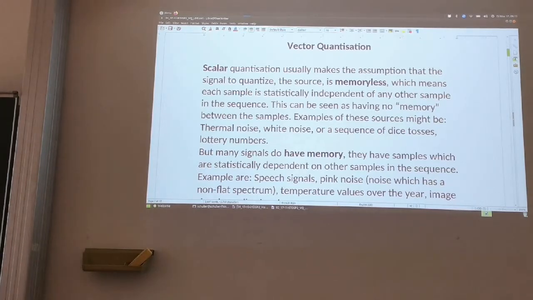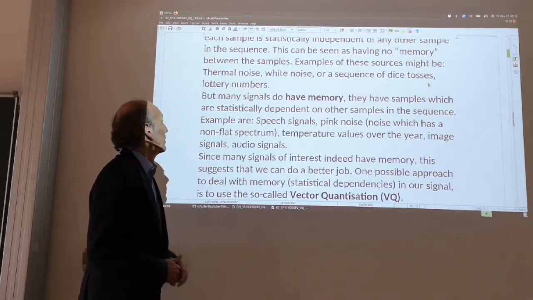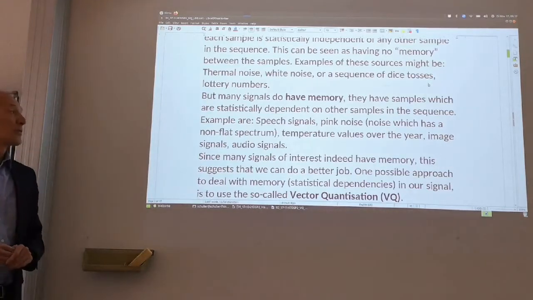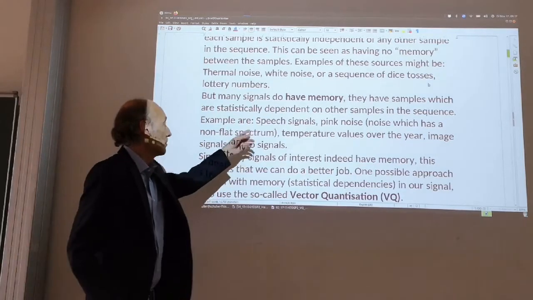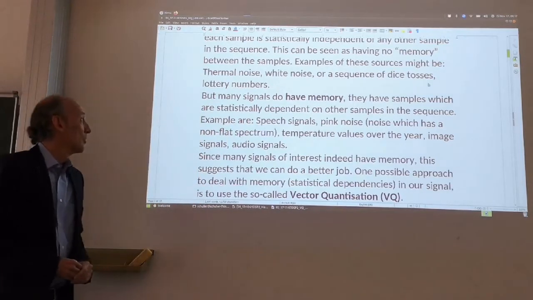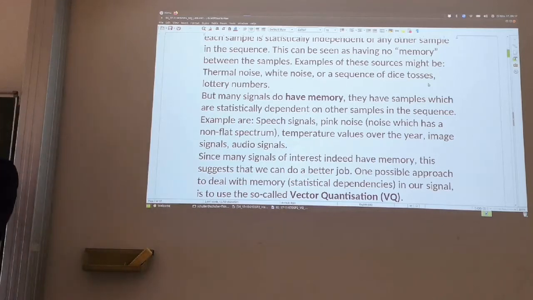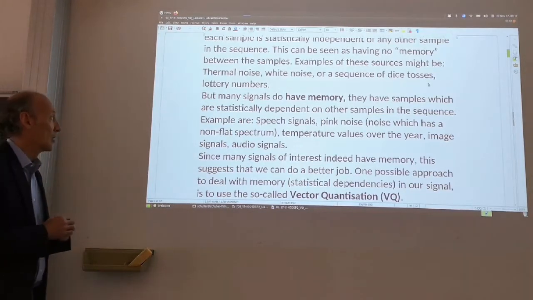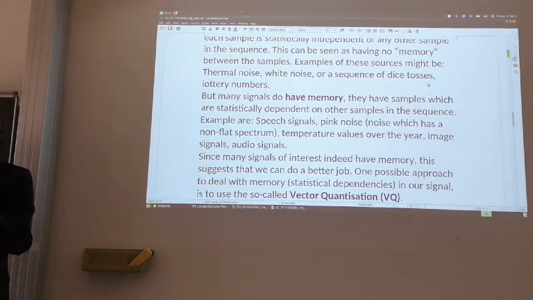But when we look at signals like speech and audio, it's different. So we have memory, which means that you have statistical dependencies between neighboring samples. So when you mention the speech signals, or in general, pink noise, which means noise which has a non-flat spectrum, you can see it as white noise passed through a filter, and then this filter gives the samples memory. We have relationships among each other, and that's because our impulse response has memory.